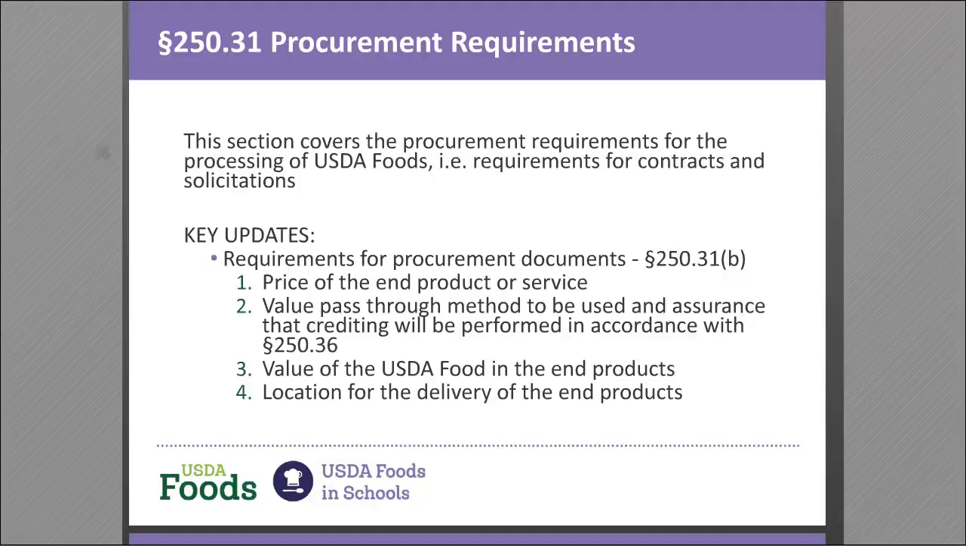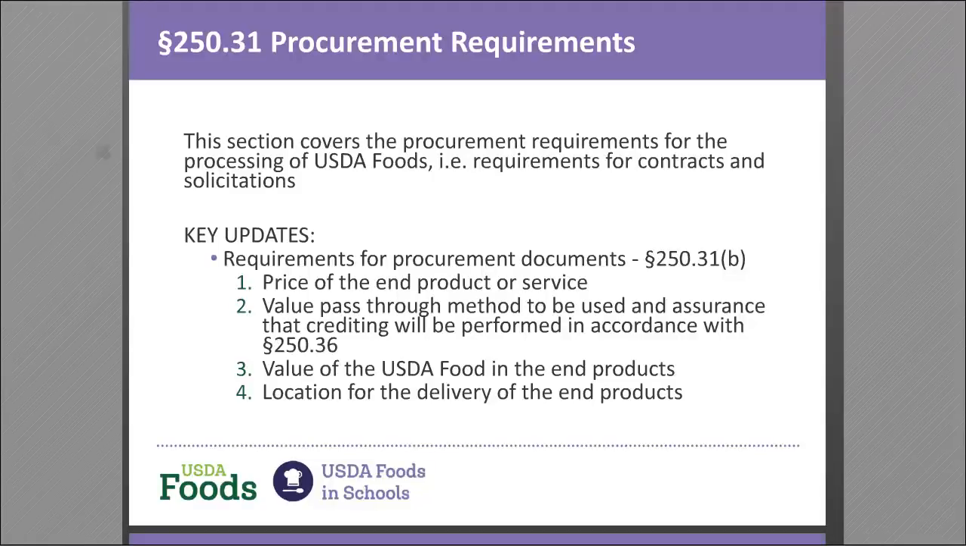250.31 is a short section with just two subparagraphs, but they're very important. It covers the basic procurement requirements that apply to procurements for processed end products. 250.31A establishes that distributing or recipient agencies may use procurement procedures that conform to applicable state and local laws, but must ensure compliance with federal procurement requirements. This is not a change from current rules.